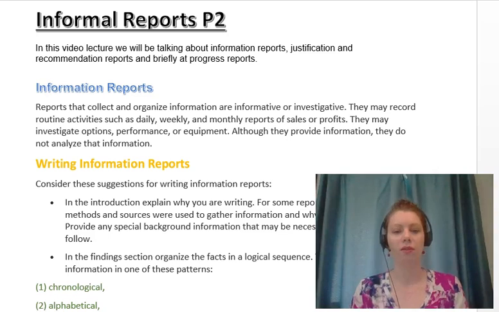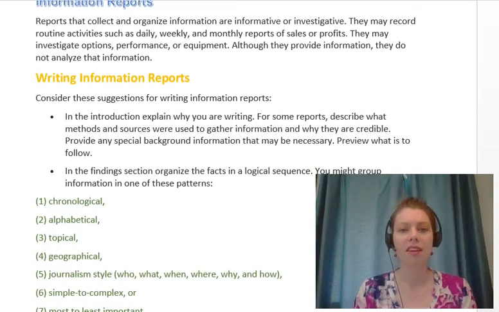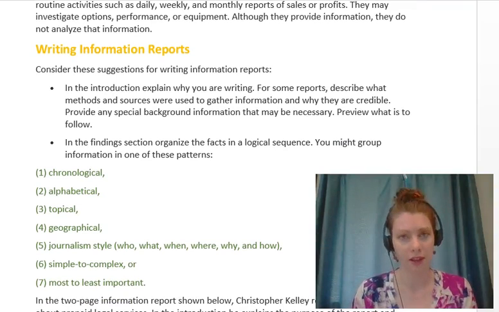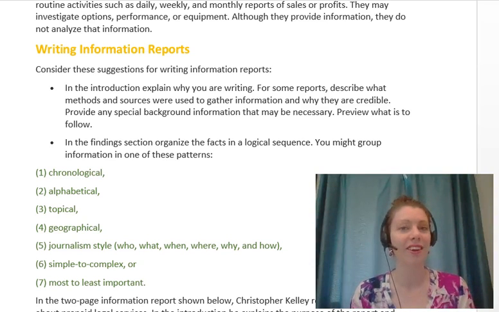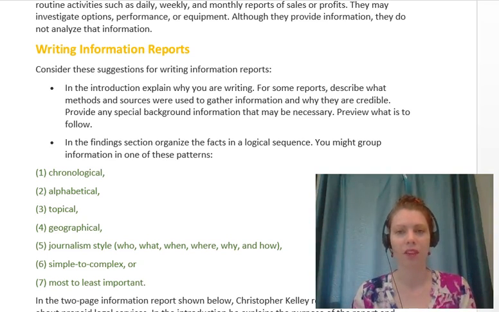Alright, so writing information reports. You need to consider these suggestions when you are writing your information report. In the introduction, you need to explain why. Pretty much like any introduction when we're writing a letter or an essay, same thing in information reports, you need to explain why you are writing. For some reports, you need to describe what methods and sources were used to gather this information and why they are credible. So this is a little bit like an abstract for an academic article. You're explaining what you did and how you did it, and any special background information that might be necessary.